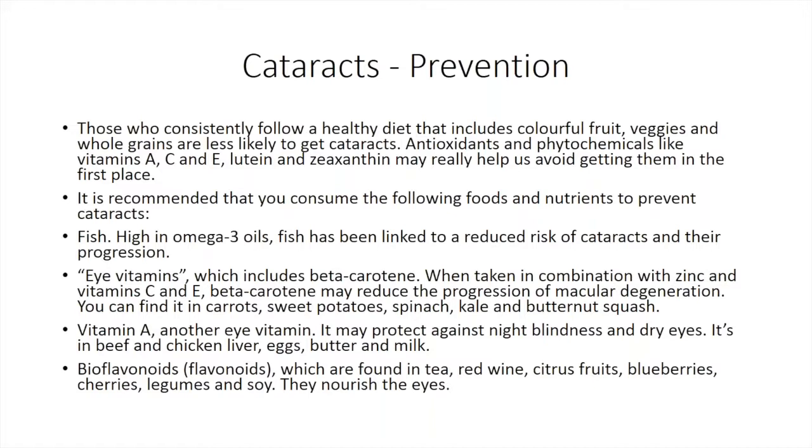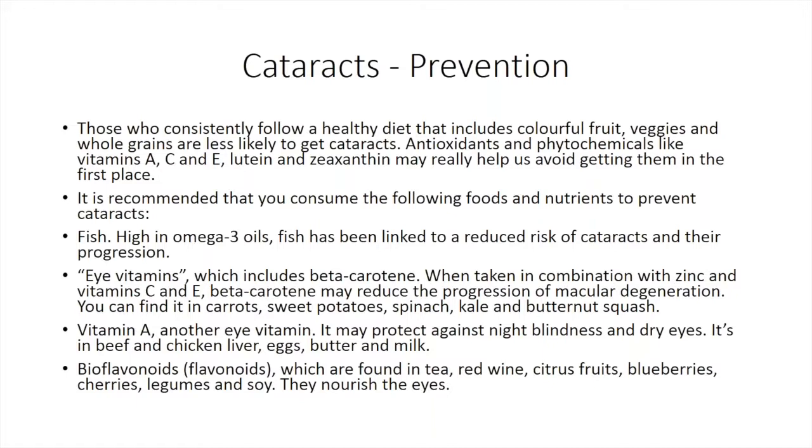And we also then talk about eye nutrients, which includes beta-carotene, and it seems when taken in combination with zinc and other nutrients it may reduce the progression of macular degeneration, as well as cataracts. And we know that beta-carotene is found in carrots, sweet potatoes, and other foods, and lutein and other antioxidants are found in spinach, kale and squash, and I've got the list for you coming up in another slide.